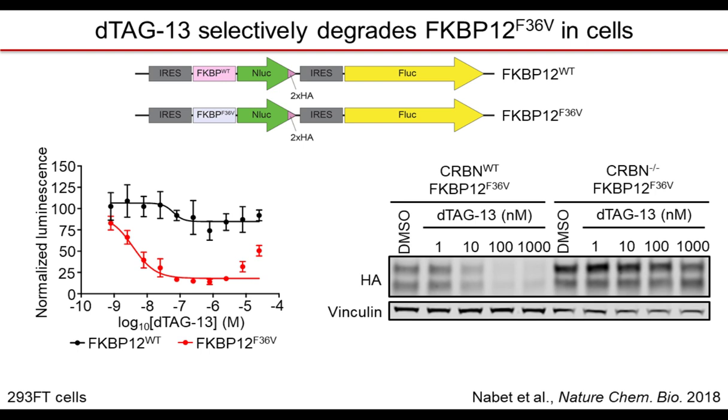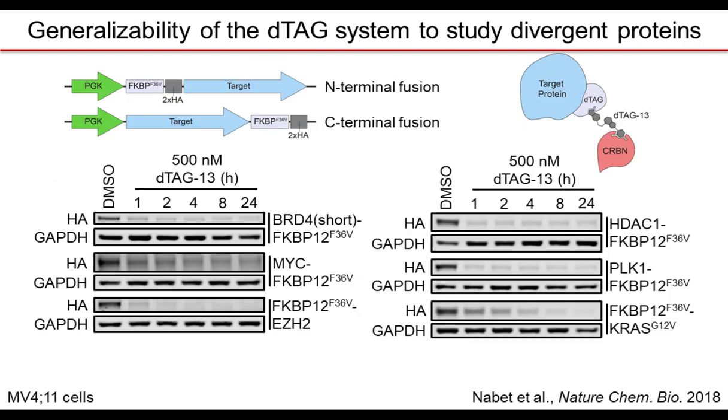Building on this work, we could confirm this by Western blotting, demonstrating that 10 to 100 nanomolar dTAG13 treatment in cells that had cereblon intact would lead to the degradation of mutant FKBP12. We could rescue these effects when we knocked out cereblon, as shown here on the right. This demonstrated to us that, in fact, cereblon was required for these effects.